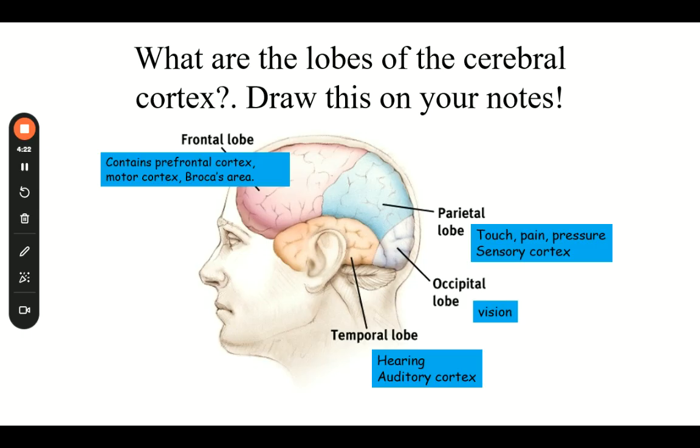Frontal lobe, that's where you think about the future. That's where you control yourself. Somebody talks about your mama and you say, you know what, I'm not going to fight this person right now. Maybe later, but not right now. That's your frontal lobe kicking in. That's also where your motor cortex is. We'll get into that in more detail in the next few slides. Okay, moving right along. Pause if you need to.